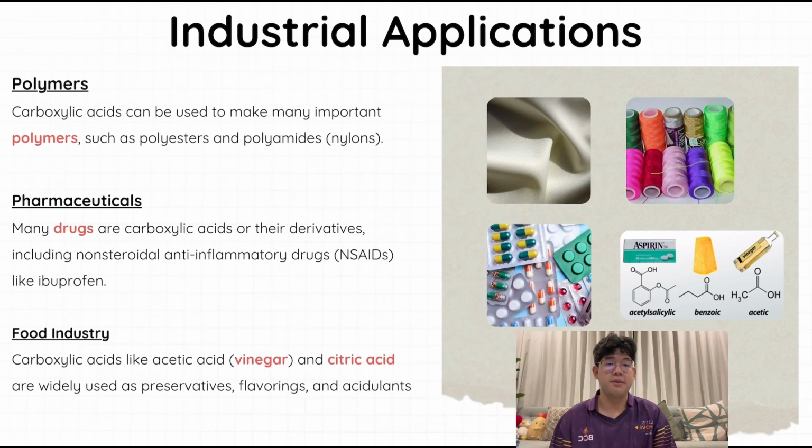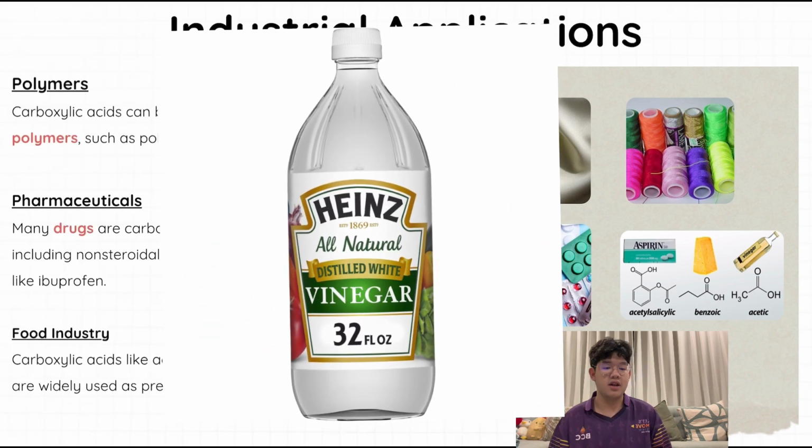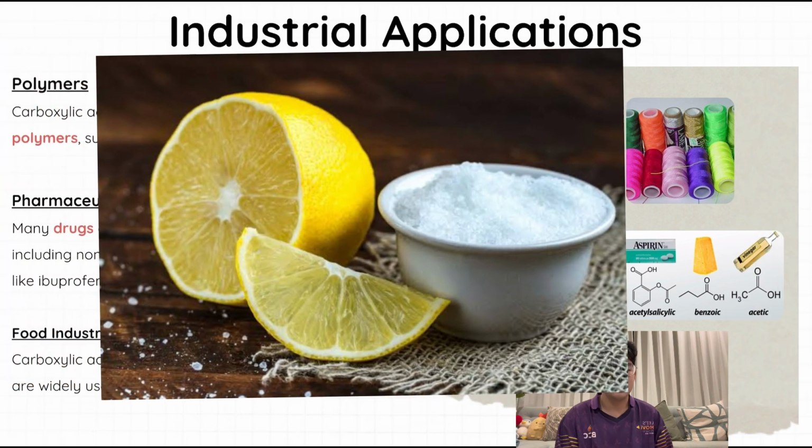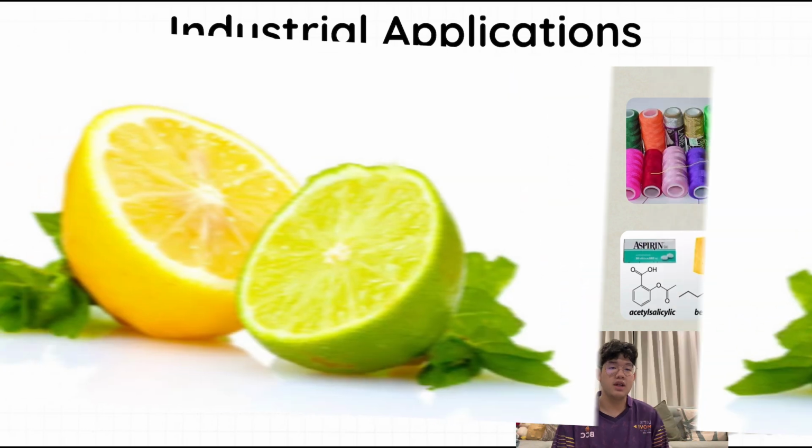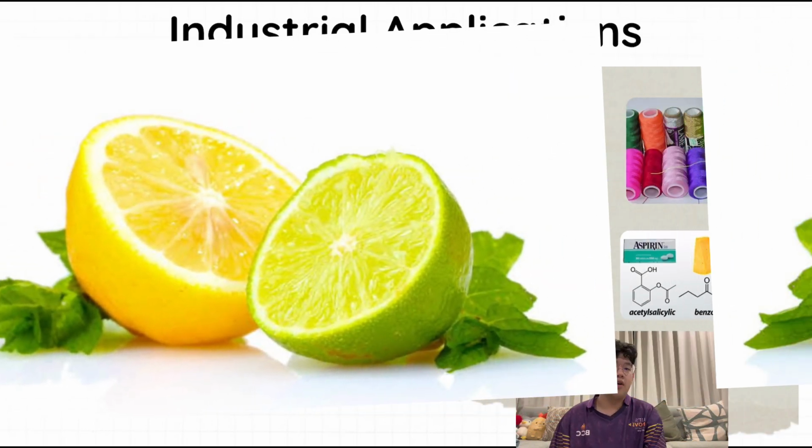Lastly, they are used in food industries. Carboxylic acids like acetic acid, commonly called vinegar, and citric acid are widely used as preservatives, flavorings, and acidulants, and carboxylic acids can also be found in many cooking ingredients like lemon, lime, or spinach.